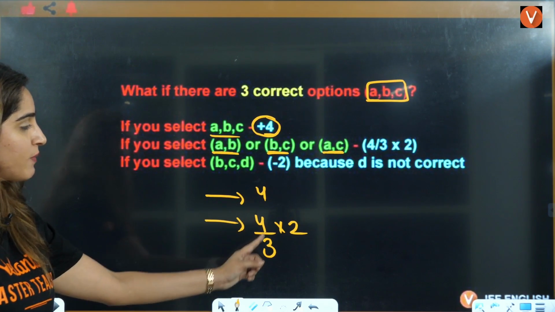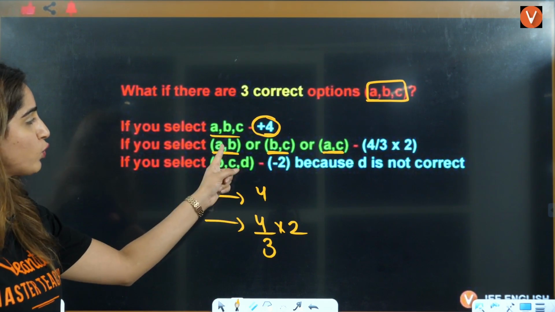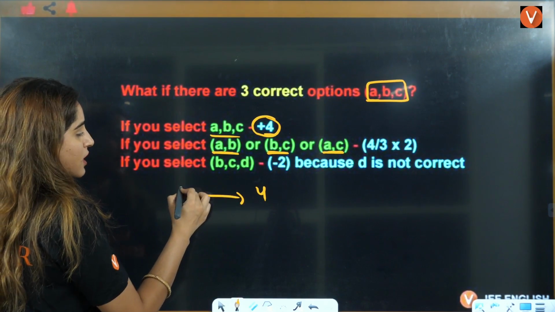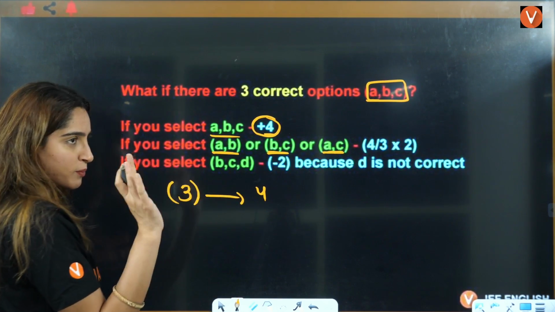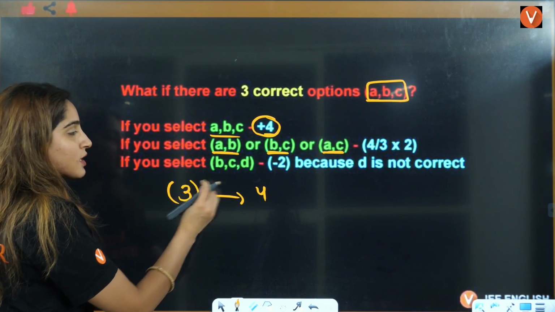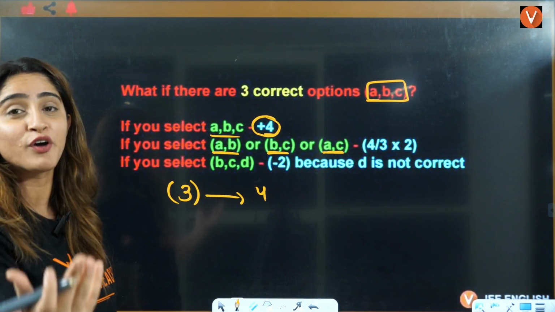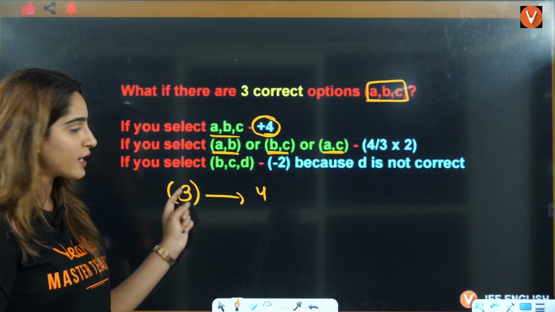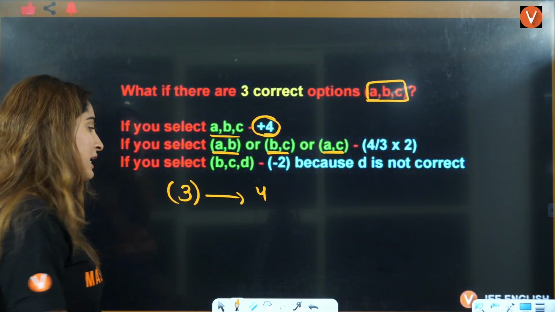4 divided by 3 multiplied by 2, because you are taking only 2, right? See, a simple thing is, if 3 options are correct and you apply the unitary method, then for JEE Advanced this is an easy thing for you. If 3 options are correct, they give you 4 marks for that.